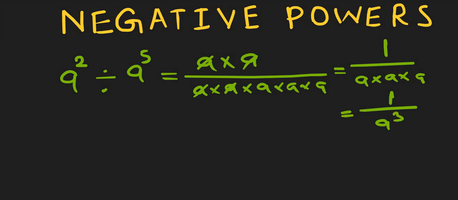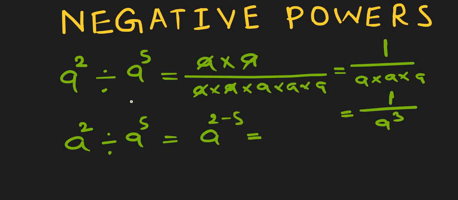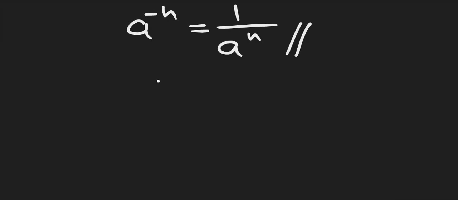However, applying rule number 2, we get a to the power 2 divided by a to the power 5 is equal to a to the power 2 minus 5, that is a to the power minus 3, and a to the power minus 3 can be written as 1 over a to the power 3. Therefore, we can generalize: a to the power minus n is equal to 1 over a to the power n. We'll work out some examples now.